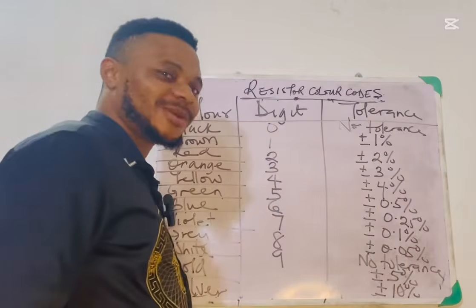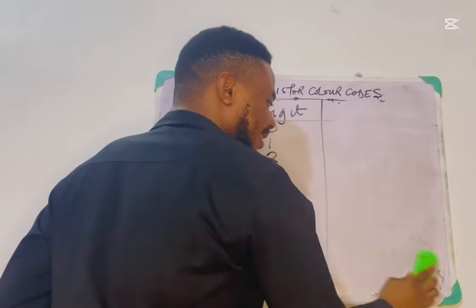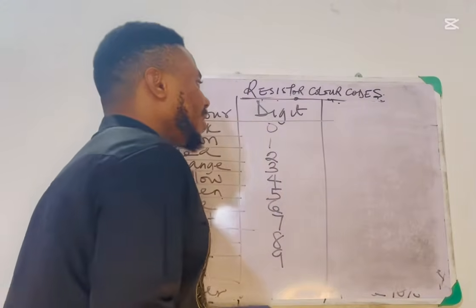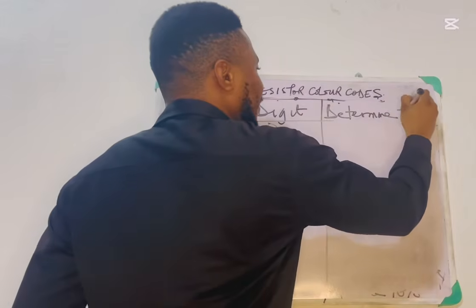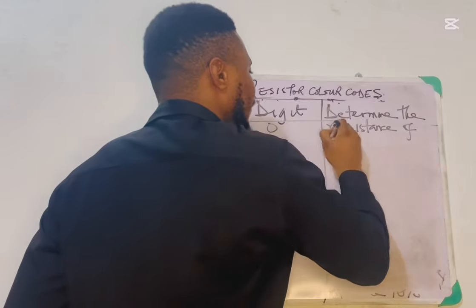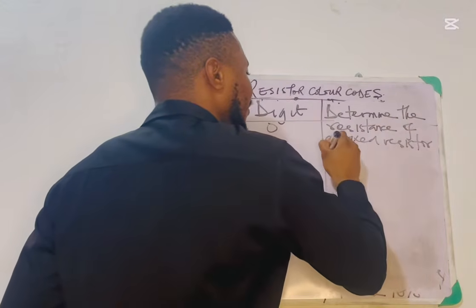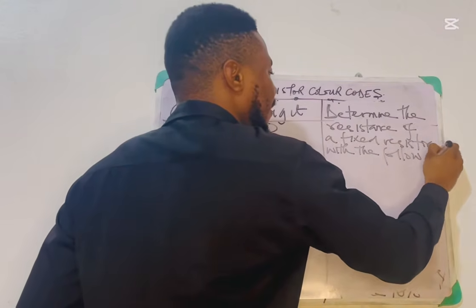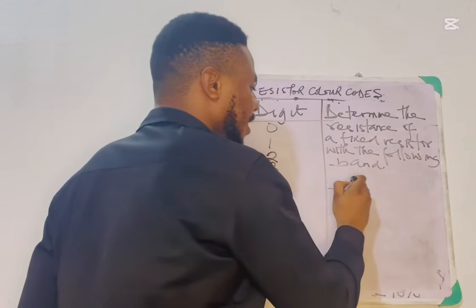So now let's clean this part and solve an exercise. Determine the resistance of a fixed resistor with the following bands. So this is how it looks.